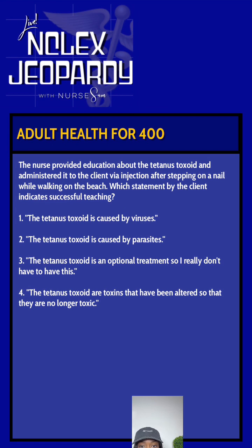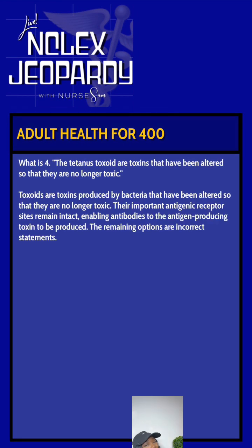So either we all got it right or we all got it wrong. I say it all the time. So let's see if we are either going down or going up together. Okay, and the answer to this one, adult health for 400, is what is 4? Awesome job. What is 4?